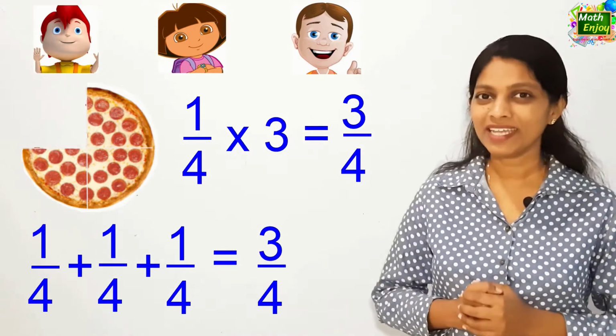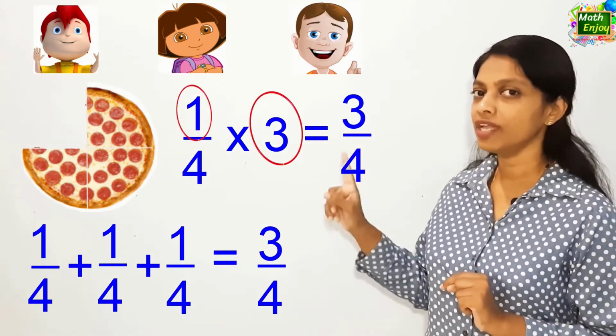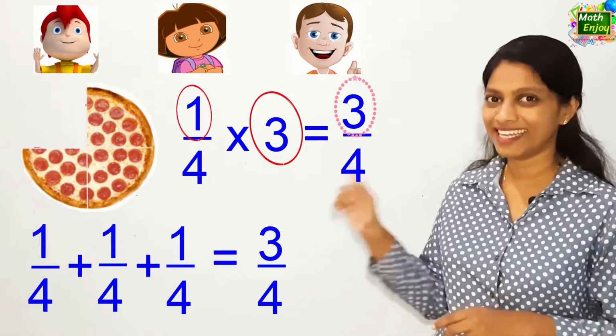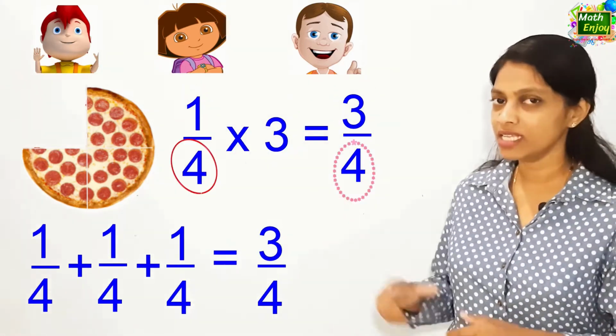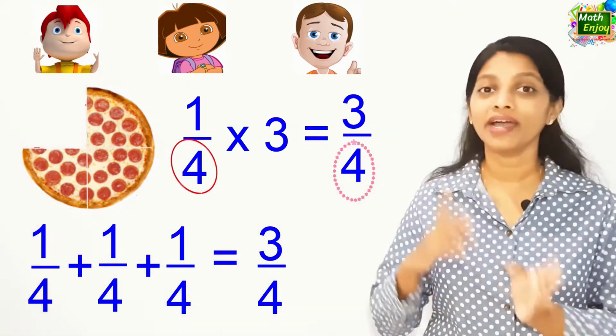Look at this multiplication statement. If we multiply 1 and 3, we can take the numerator of the answer. It is 3 and the denominator is 4. That is the method of multiplying a fraction by a whole number.